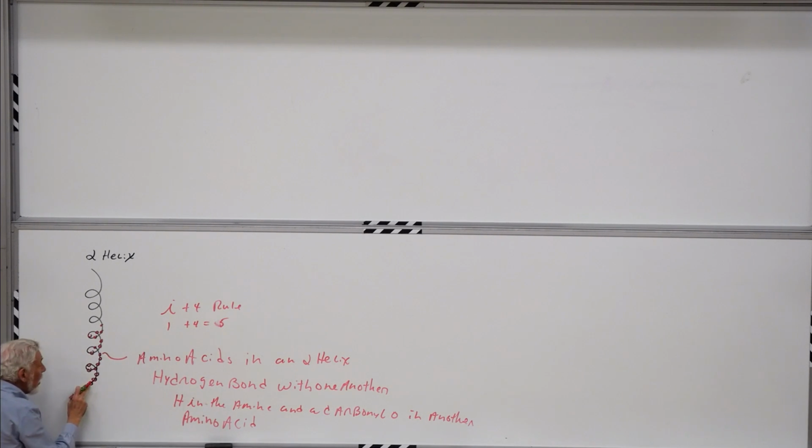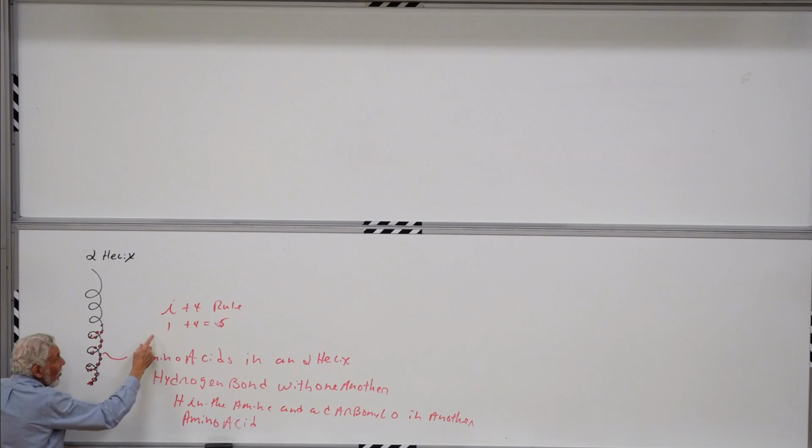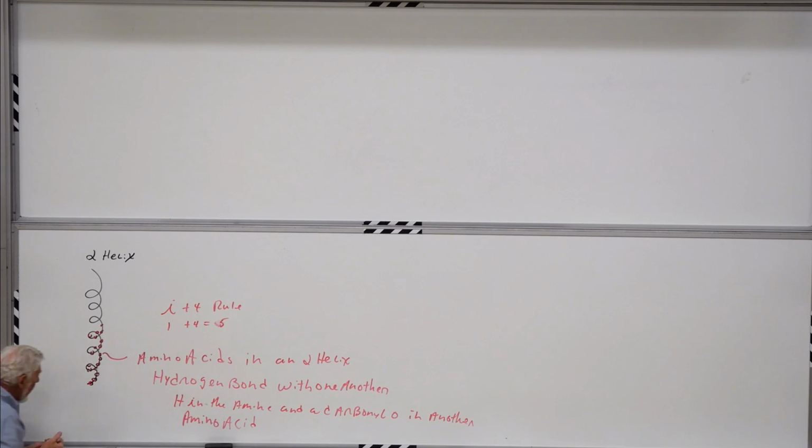So amino acid 1 interacts with 5. Amino acid 2 interacts with 6. And so forth. 3 will now go to 7. 4 will go to 8. And so we have this repeating pattern of the I+4. The other point that I made last time is I said that with each amino acid, we take a step of 0.15 nanometers.